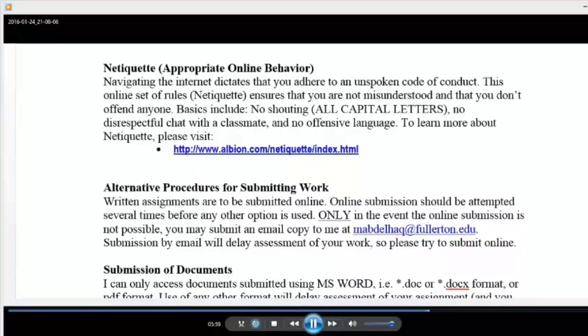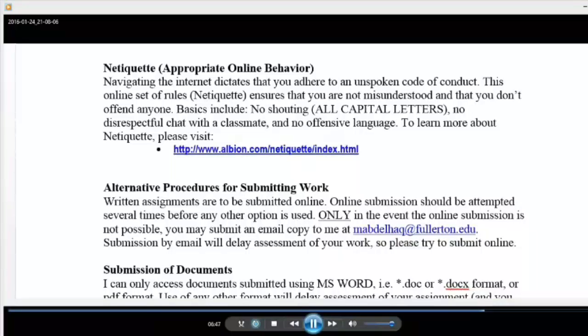No disrespectful chat with a classmate and no offensive language. So if you decide that you need to ask me a question, please make sure you include the class title in the subject line, and make sure that your email starts with a hello and end it with a thank you, and make sure you always sign your name. This is not really for me as much as it is for you. This could mean the difference between getting a job or missing out on a job on a future job interview or job application that you may have.